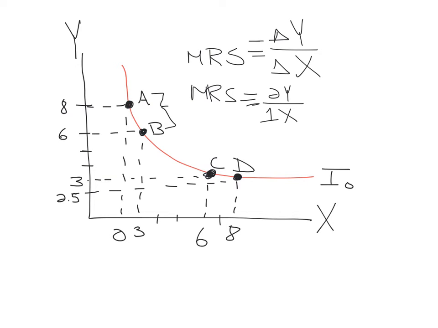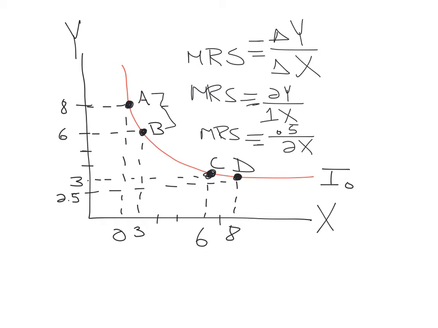And what is going to be the marginal rate of substitution from C to D? Well, from C to D, the marginal rate of substitution is going to be the 0.5 units of y the consumer is giving up over the 2x the consumer is gaining. And again, this is a negative number. So in this case, it will be minus 0.5 over 2.